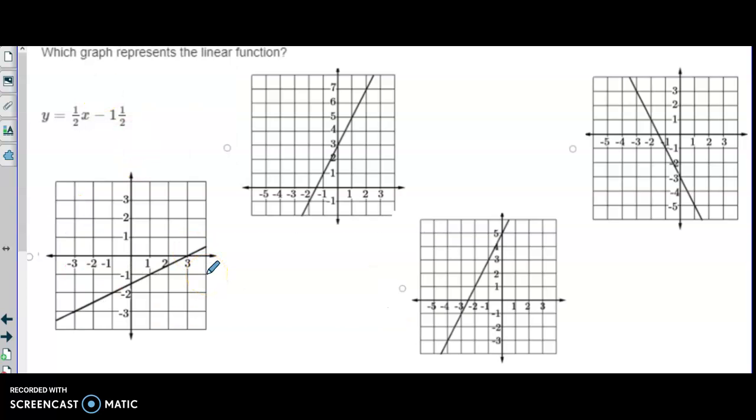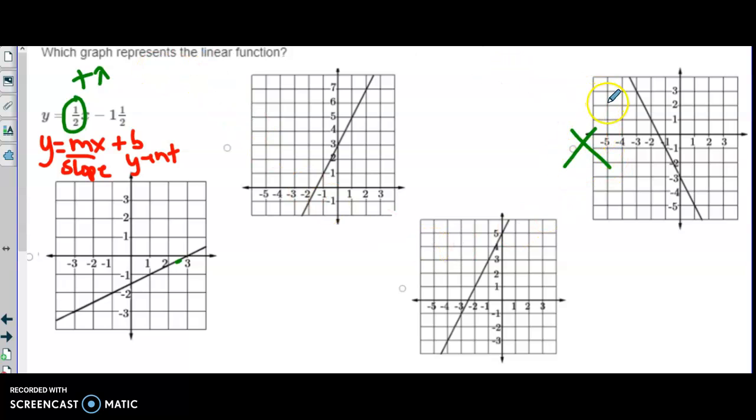All right, which graph represents the linear function? So we have a graph in slope-intercept form. Remember the number with x is the slope, and the number at the end is the y-intercept. I usually like to look at a couple things. First of all, I look at the slope to tell whether it's positive or negative. 1/2 is a positive number, so I know my line has to go uphill. This one's going uphill, this one's going uphill, this one's going uphill, this one is going downhill. So I'm going to go ahead and cross that one out.